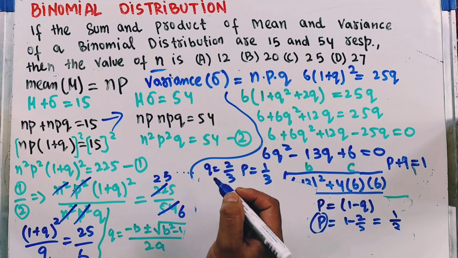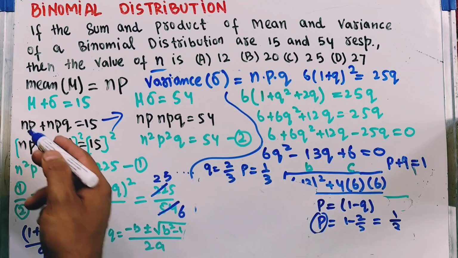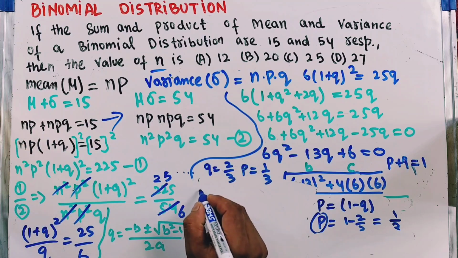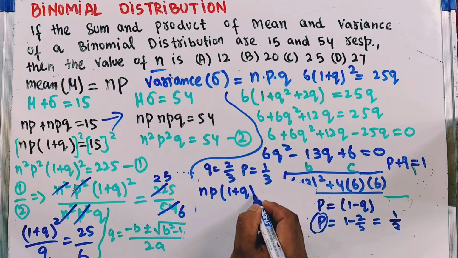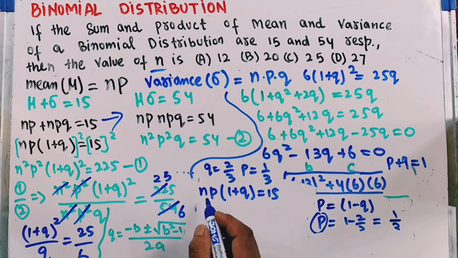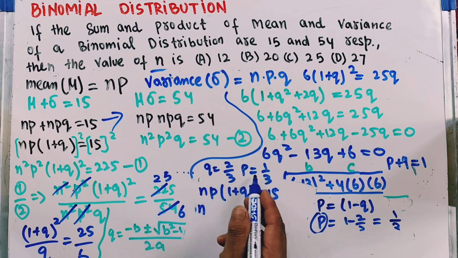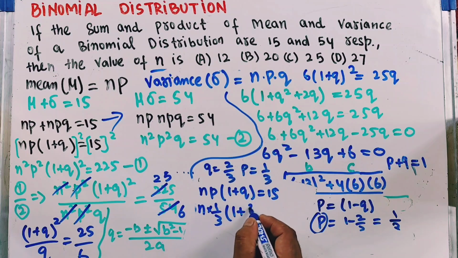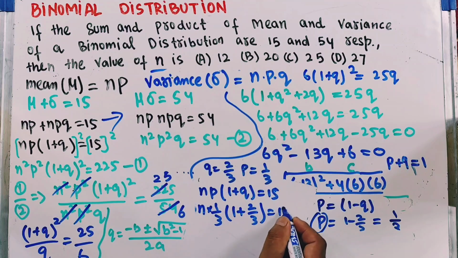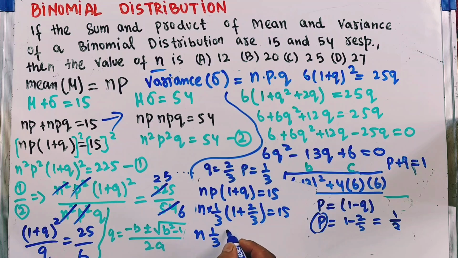Let us rewrite this first. Let us take np common. We are left with 1 plus q is equal to 15. Now let us plug the value of p. So we have n times the value of p, which is 1 upon 3, times 1 plus the value of q, which is 2 upon 3, is equal to 15. So we get n times 1 upon 3 times 5 upon 3 is equal to 15.